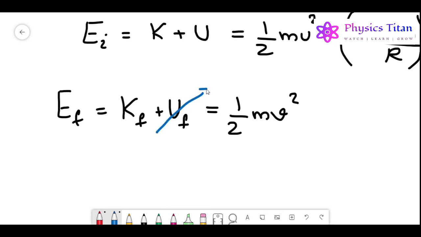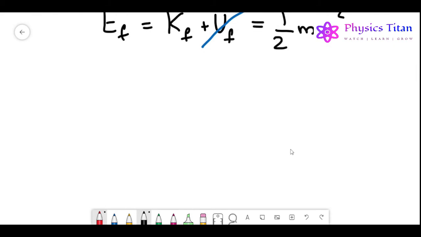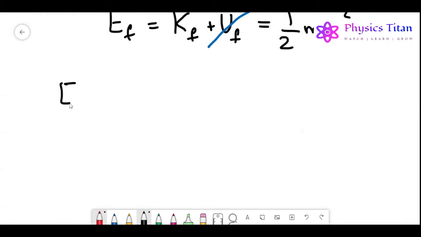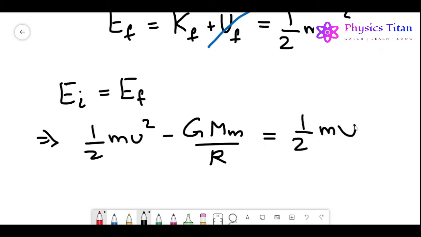At infinity it will be simply 0, we have just seen it. So this will be the only energy which the object is having at infinity. Okay, so now according to the conservation of energy, the initial energy will be equal to the final energy. That means half m u square minus g m upon r is equal to half m v square. The small masses will cancel out.